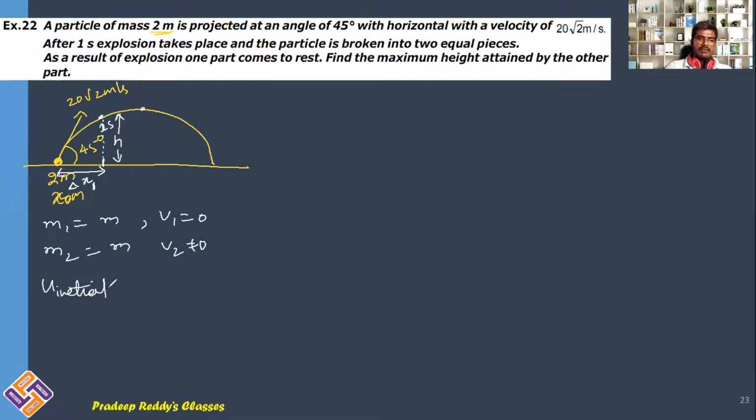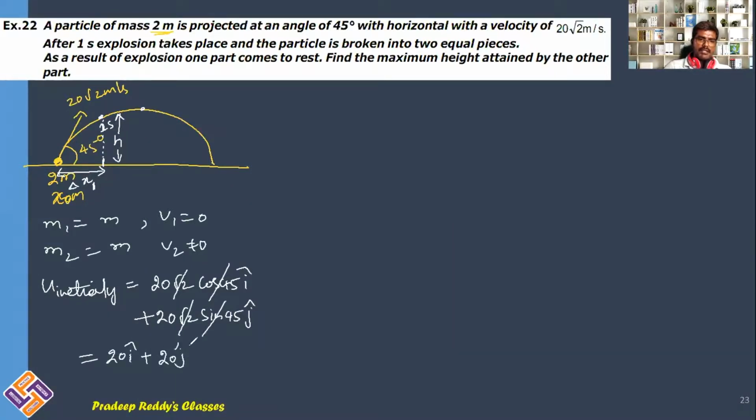Now after 1 second, let us write down U initial. Initially, what is velocity of the projectile? U initially will be equal to 20 root 2 into cos 45 i cap plus 20 root 2 into sin 45 j cap. Cos 45 root 2, sin 45 root 2 gets cancelled. That is equal to 20 i cap plus 20 j cap. This is U initially. This is velocity of the projectile.